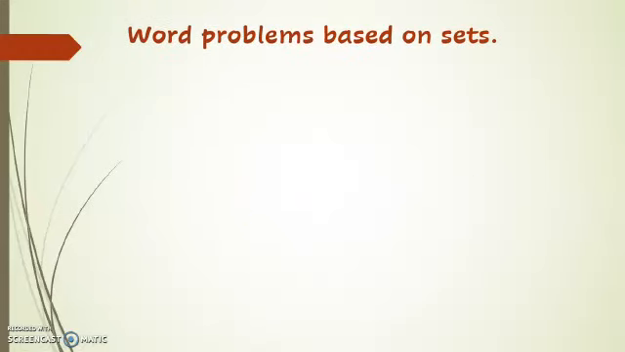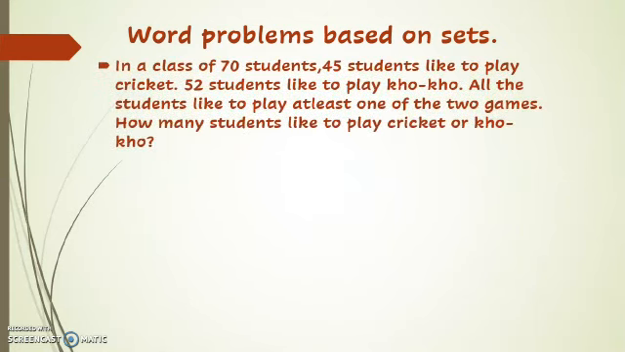Let's do some word problems based on sets. In a class of 70 students, 45 students like to play cricket. 52 students like to play Kho-Kho. All the students like to play at least one of the two games. How many students like to play cricket or Kho-Kho?